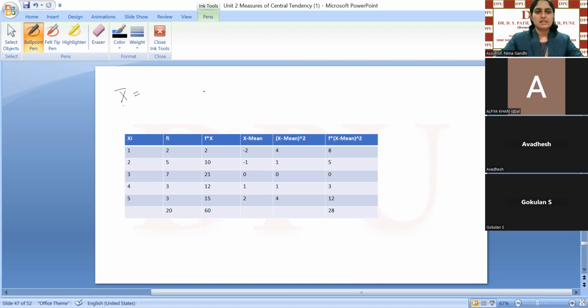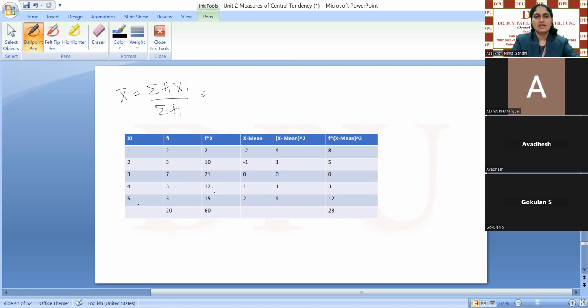So first we have to find out the X bar. Xi's are given, Fi's are given. What is the formula for finding X bar, the mean, when you have an ungrouped frequency distribution? The formula is summation of Fi Xi divided by summation of Fi. These are the Xi's, these are the Fi's. So you find Fi Xi by multiplying these 2 columns: 1 into 2 is 2, 2 into 5 is 10, 3 into 7 is 21, 4 into 3 is 12, 5 into 3 is 15.